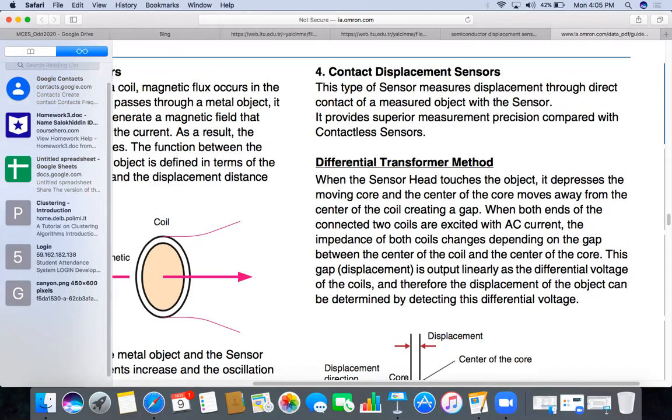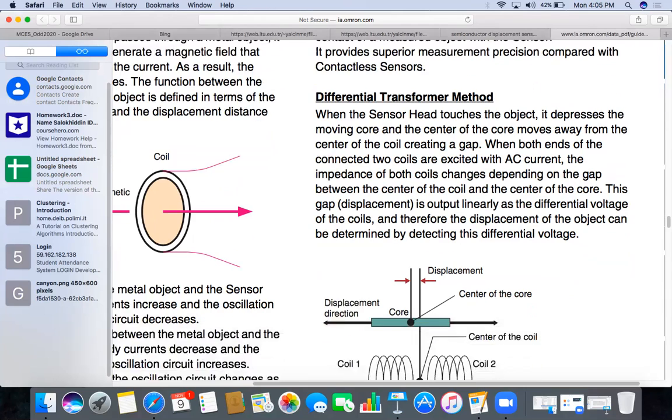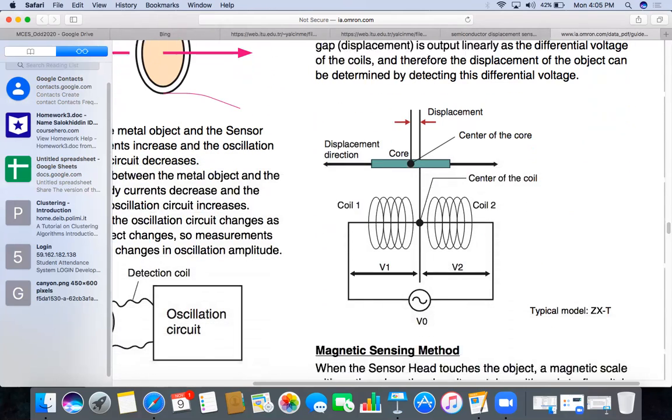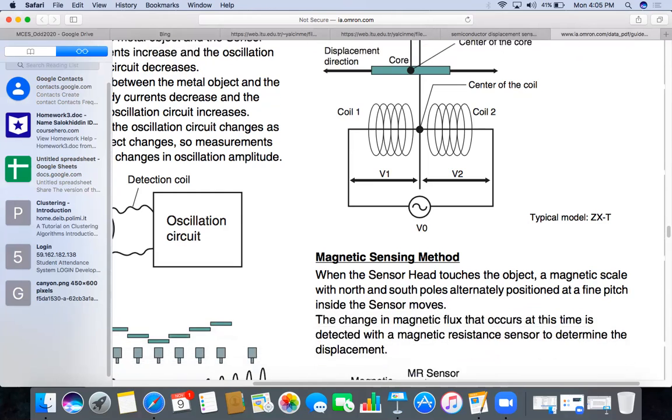Under contact displacement sensor. This type of sensor measures displacement through the direct contact of a measured object with the sensor. It provides superior measurement precision compared with the contactless sensors. And the method, the model is shown over there. That is displacement that is measured. There are coils and it is split into two parts, V1 and V2, coil 1 and coil 2. Center of the coil is shown over there and that is measured. The displacement is measured by this method.